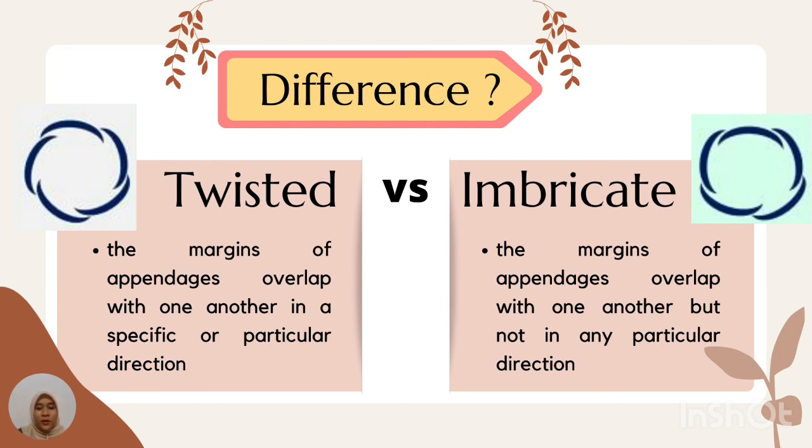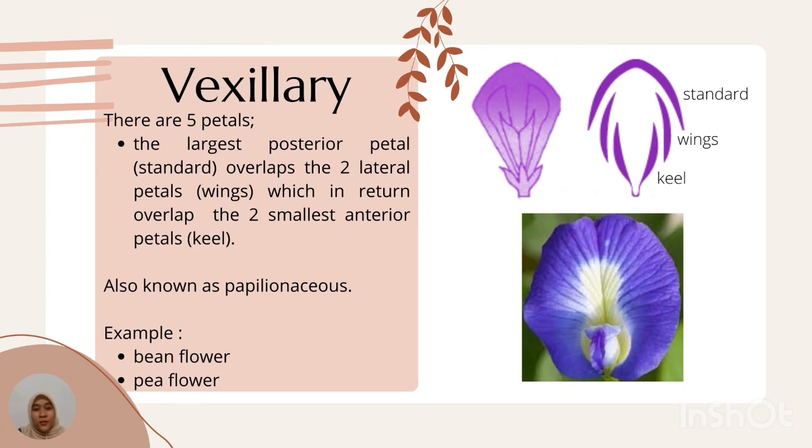Okay, moving on to the last type of aestivation, which is vexillary. In this arrangement, there are 5 petals, which include the largest posterior petal, called the standard, which overlaps the 2 lateral petals, called wings, which in turn overlap the 2 smallest anterior petals called the keel. We can see from the purple diagram that the posterior or biggest petal is the standard, the wings are the middle ones, and the keel is the inside one.